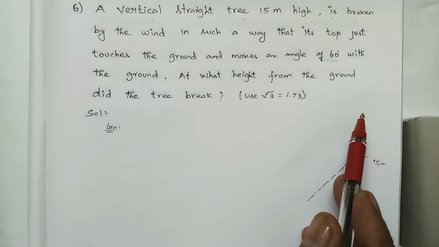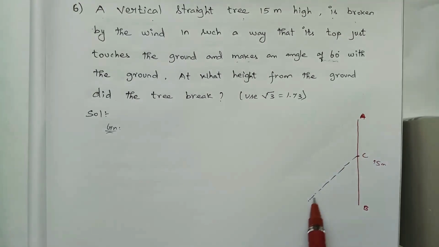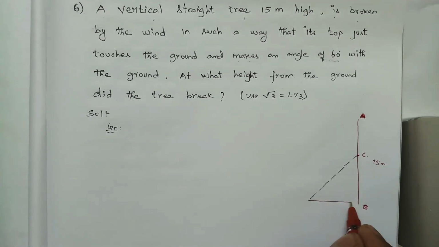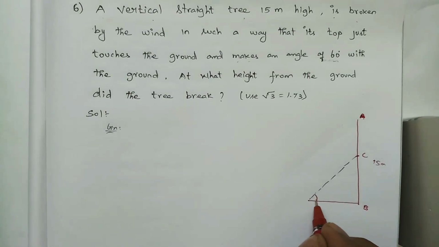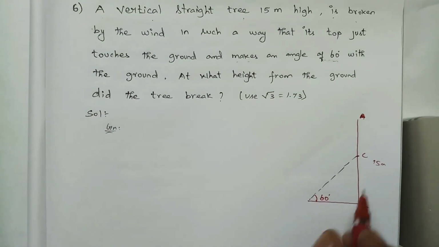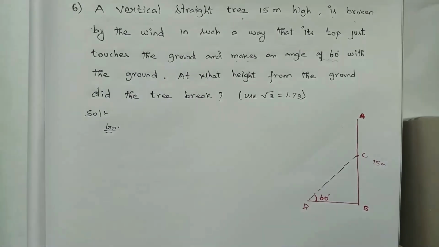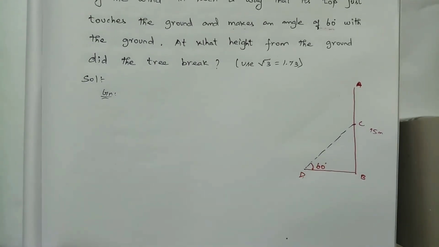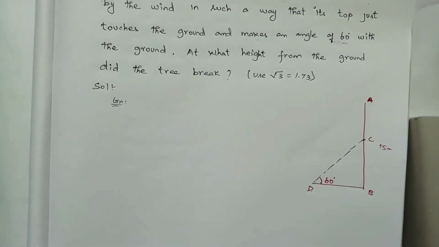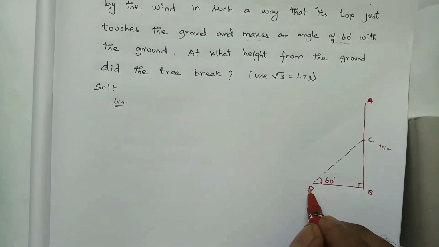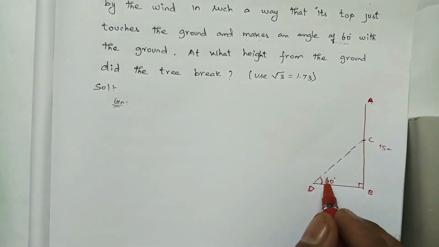That which part? The top of the part has just touched the ground and makes an angle of 60 degree. So this part is nothing but what is it? 60 degree. So A, B, C, and I'm just calling this part D, right? This part is nothing but D. So now here BCD is a right angle triangle, right?